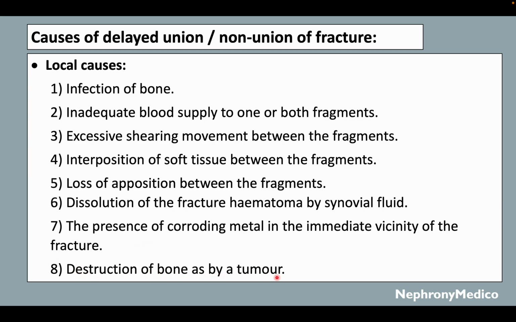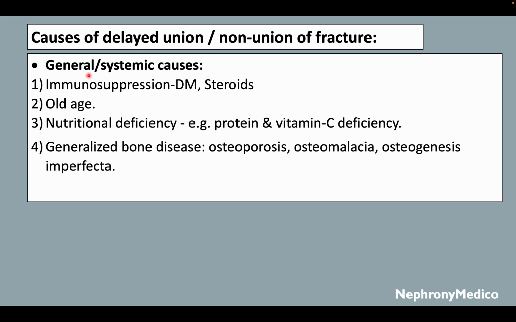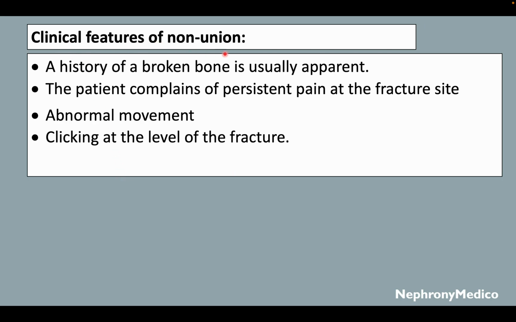destruction of the bone as by tumor. Now the general or systemic causes include immunosuppression due to DM or diabetes mellitus or steroids, due to old age or nutritional deficiency like protein and vitamin C deficiency, and generalized bone diseases like osteoporosis, osteomalacia, osteogenesis imperfecta.